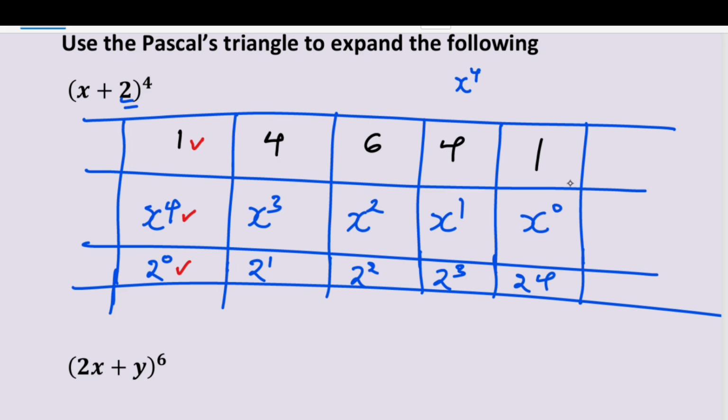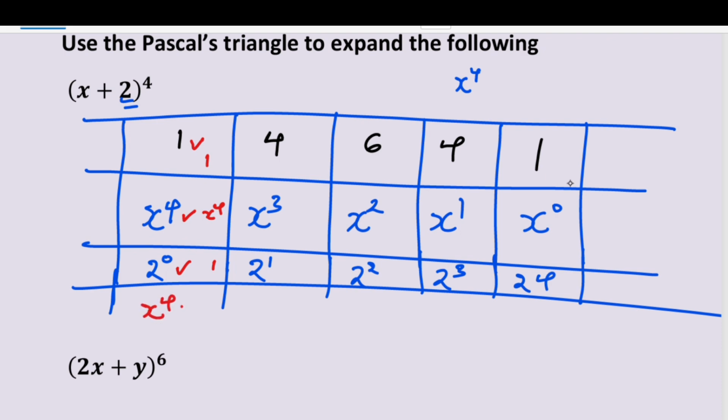1 times x raised to power 4 is x raised to power 4. 2 raised to power 0 is 1. So it's like saying 1 times x to power 4 times 1. What you end up with is x raised to power 4. That is the value of the first. So you start from 1 going down, you multiply going down, and then you find the result. So this should give you x raised to power 4.